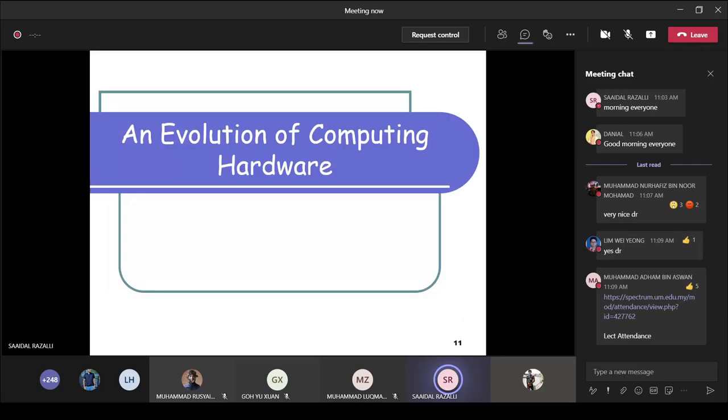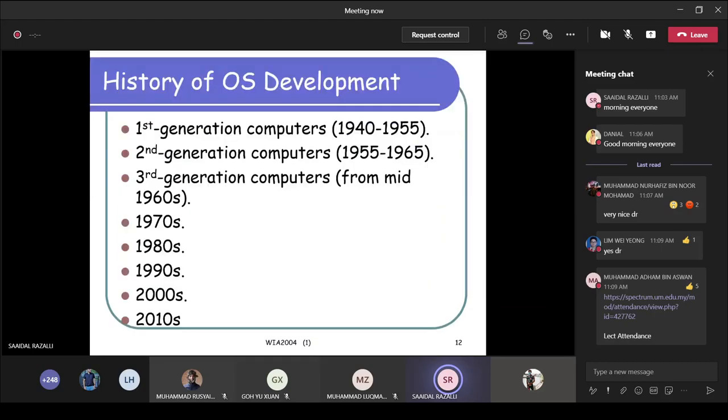So we go to the evolution of computing hardware. So this is basically the OS development. Operating system development, not the computer, okay? The first generation computers, 1944 to 1955, did not really use an OS. The second generation and the third generation computers are from the mid-1960s. And the 70s, 80s, 90s until now is mostly more processor power, more hardware memory, more parallel ways of doing programs and stuff.